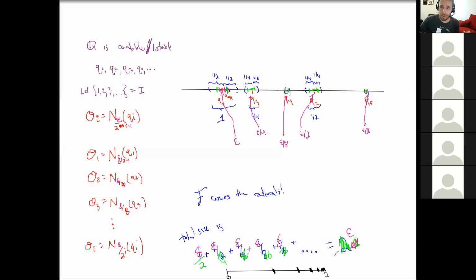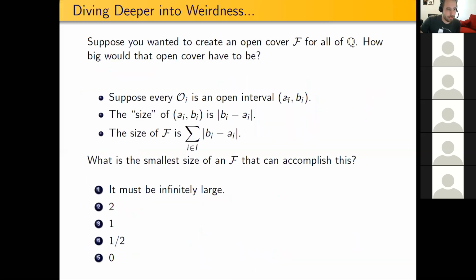And so it turns out, what is the smallest size of an open cover? Well, there is no smallest size of an open cover. For any epsilon, any small number epsilon, I can find a way to cover all the rational numbers with an open cover of total size epsilon or less. And so it turns out that the real answer to the previous question is more like 0, right? That we can actually cover this with open covers that get arbitrarily small in size.